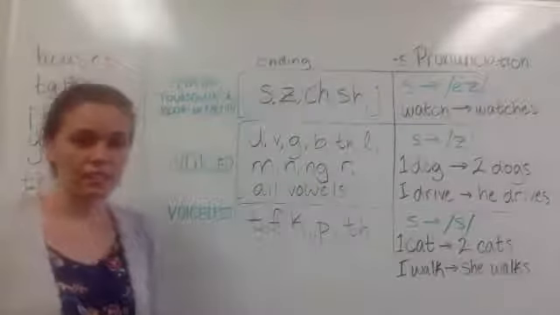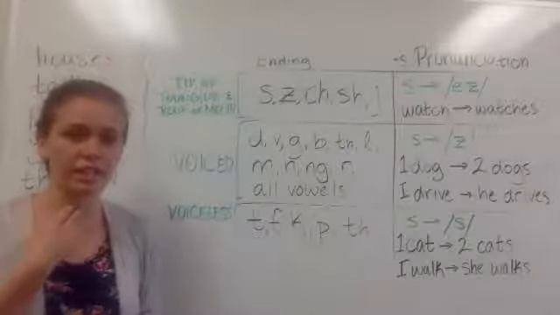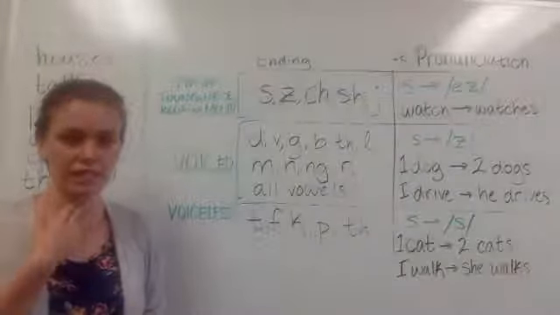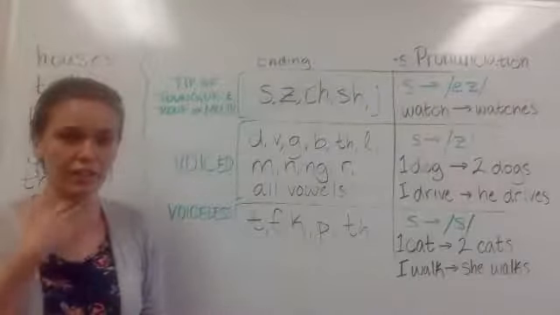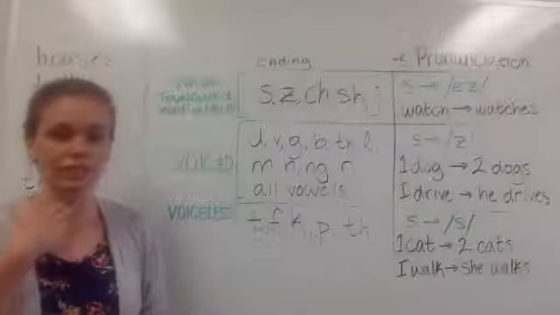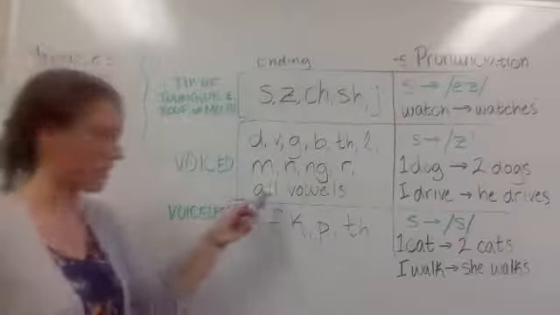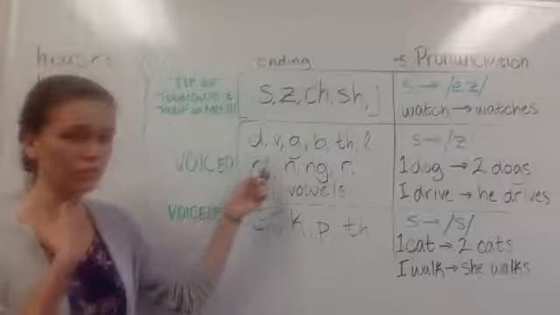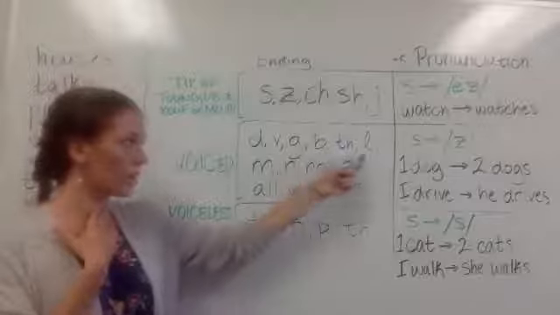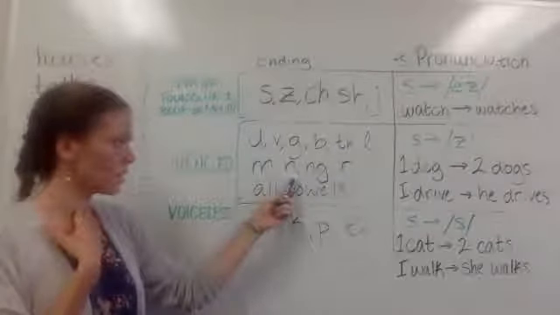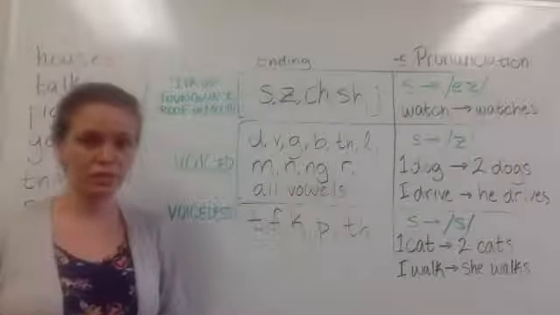Then for the rest of sounds, you have to ask, is it voiced or voiceless? Voiced sounds are sounds where you can feel your throat vibrate as you say the sound. And voiceless sounds are where you cannot feel your throat vibrate if you have your hand on your throat. So this is all voiced sounds in English. That's D, you can feel your throat vibrate, D, V, G, B, Th, L, M, N, R, and then all vowels in English are voiced.